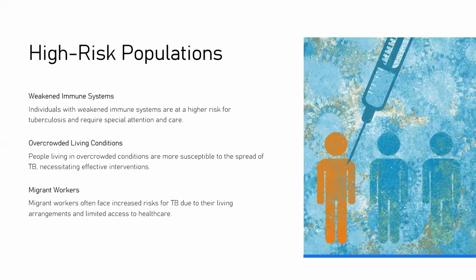Let's talk about the high-risk populations. So who is at risk of getting TB? Individuals with weakened immune systems are at higher risk of tuberculosis and require special attention and care. People who live in crowded or overcrowded conditions are more susceptible to the spread of TB, necessitating effective interventions. And also, migrant workers often face increased risk of TB due to their living arrangements and limited access to healthcare.